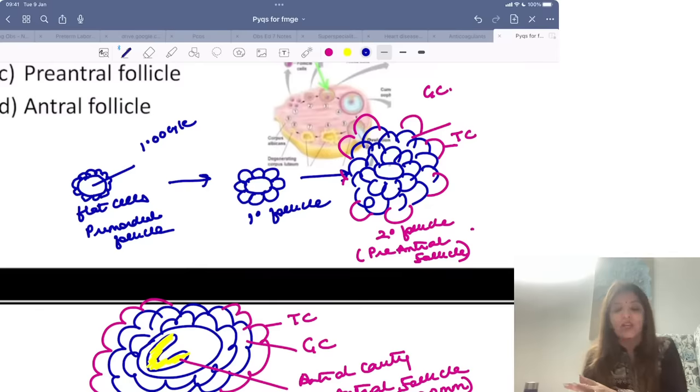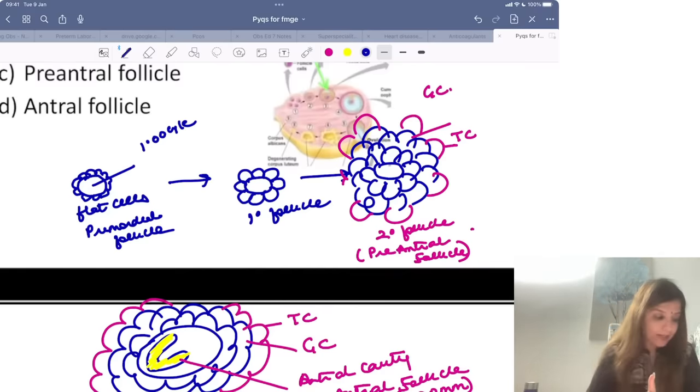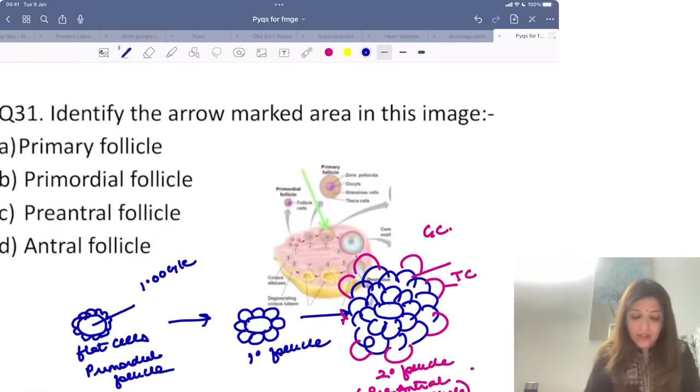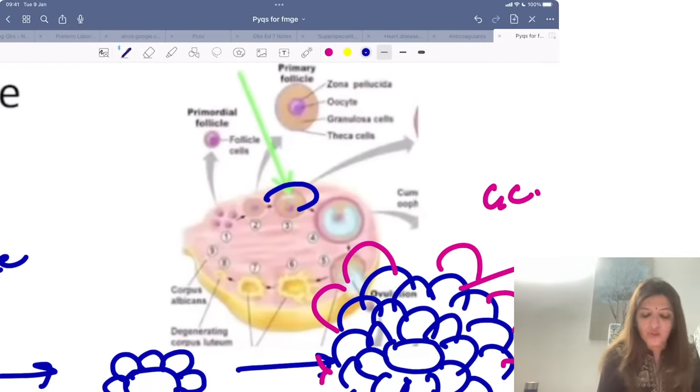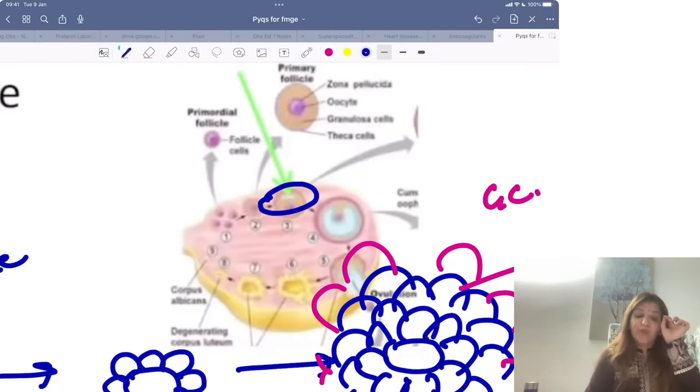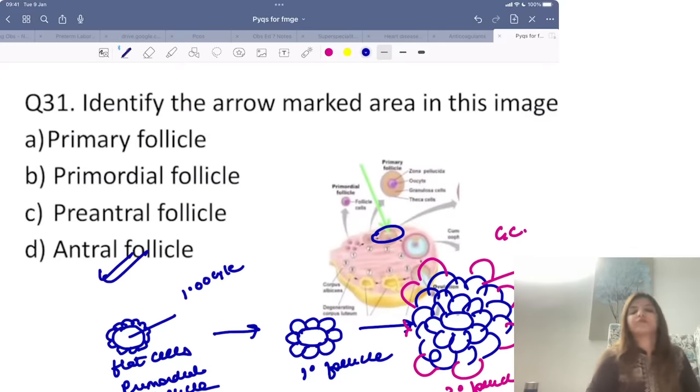Then you come to a secondary follicle or a pre-antral follicle, in which you get multiple layers of granulosa cells and some theca cells. And then a cavity appears and that is what is called an antral follicle. Right? Now in this image, when you zoom in, you are seeing a cavity. Do you see a cavity over here? Now the moment you see a cavity, it means it's an antral follicle. Right? So this is an antral follicle.